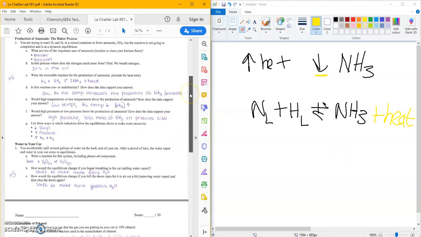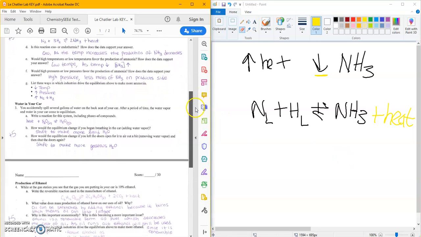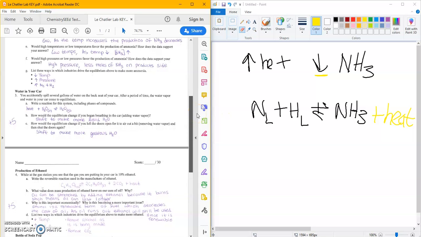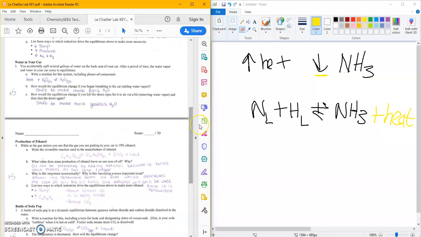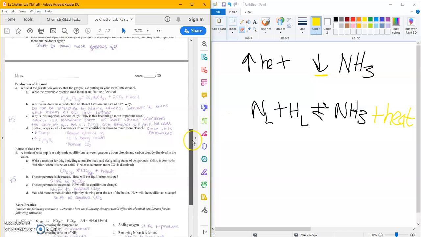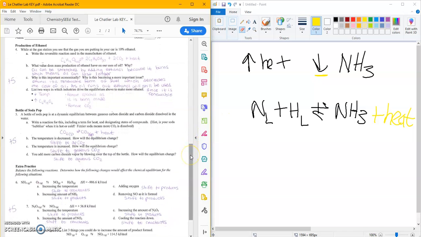All right, water in the car, that one was good. In order to get water out of the car, you want to open the door and let the gas escape. If you want to keep water as a liquid, then you leave it shut and it gets moldy and gross, which is fantastic.